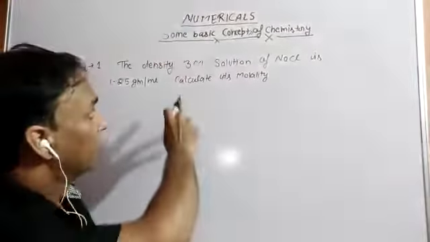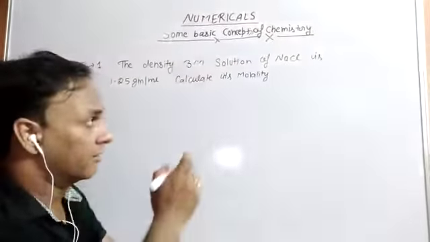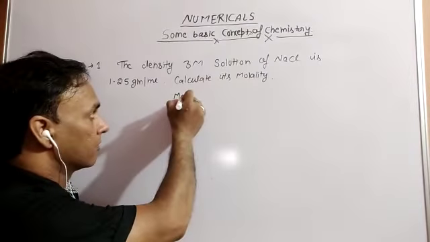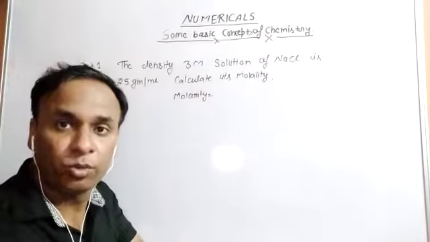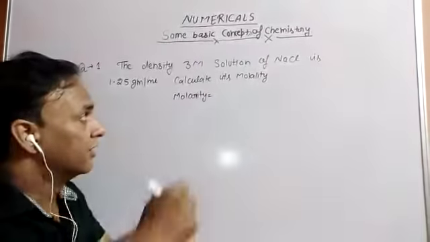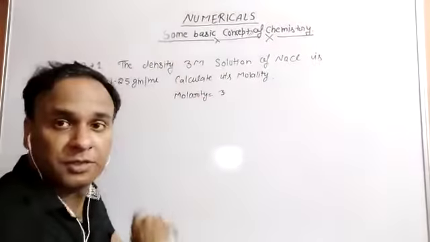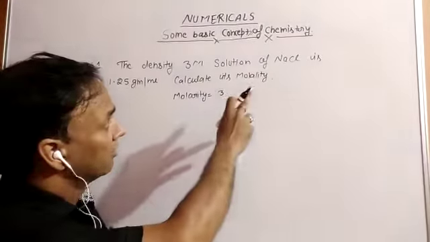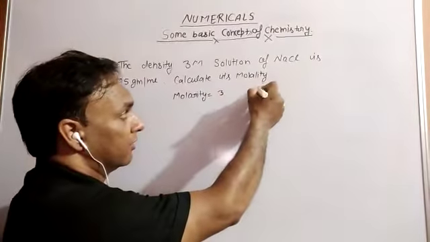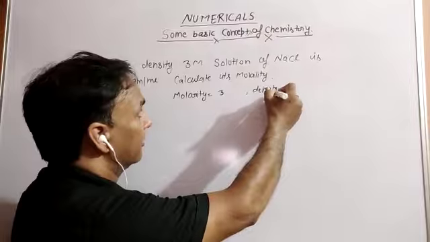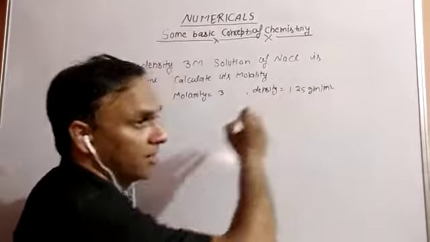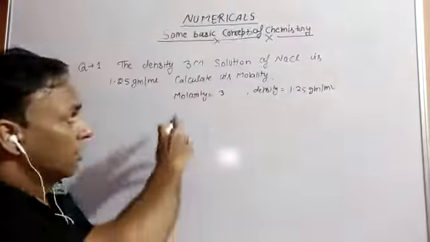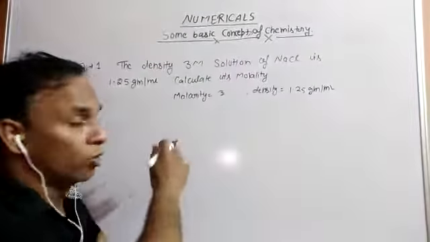Here the molarity of the solution is given. Listen, molarity of the solution is given. Molarity is 3, clear, and density is 1.25 gram per ml. Got it? Apply the formula of molarity.